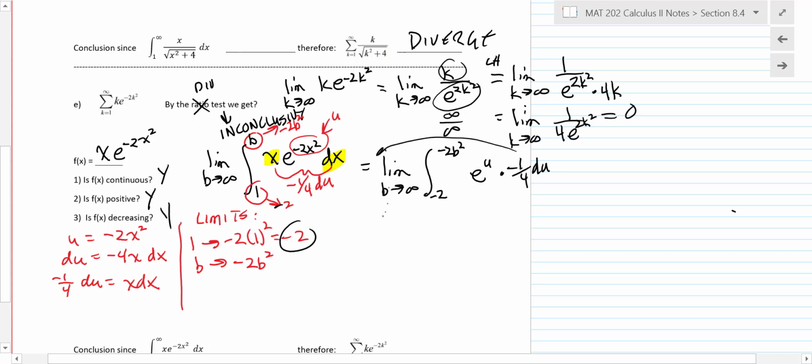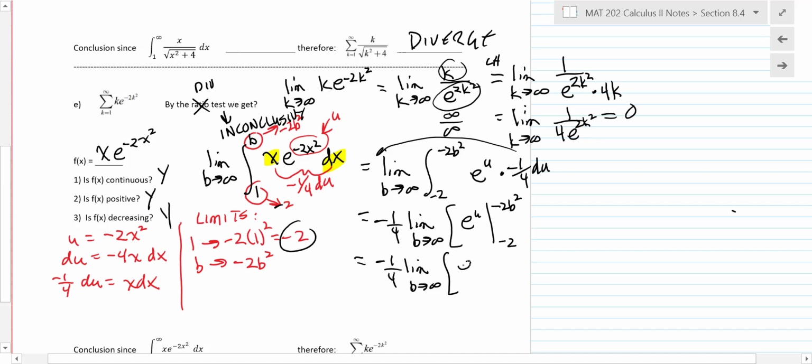I'm going to pull out the -1/4. So I'll have -1/4, then I'll have the limit as b goes to infinity. Nice integral, e to the u, evaluated from -2 to -2b squared, like that. So I'll have -1/4, limit as b goes to infinity. Now go ahead and evaluate it. So you're going to have e to the -2b squared minus e to the -2, like that.